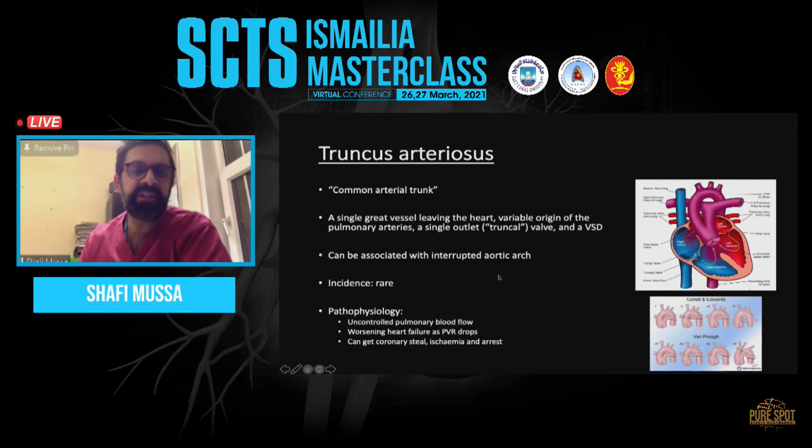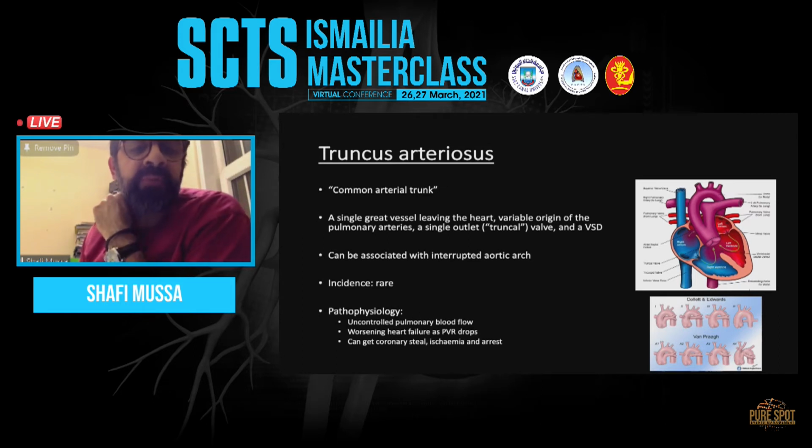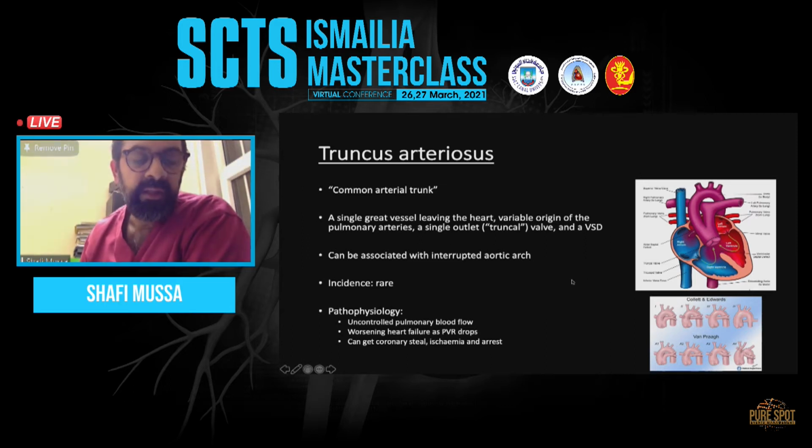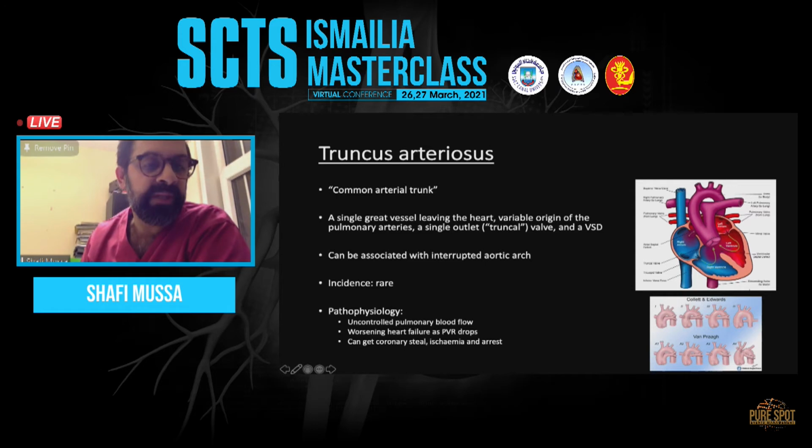The pathophysiology is of uncontrolled pulmonary blood flow, and as the pulmonary vascular resistance drops, as it always does with age, the heart failure becomes worse as there is more and more blood flow preferentially flowing into the pulmonary circuit and therefore stealing blood from the systemic circuit. That can result in coronary steal, ischemia, and cardiac arrest. So it is important that we deal with truncus arteriosus in the neonatal period.